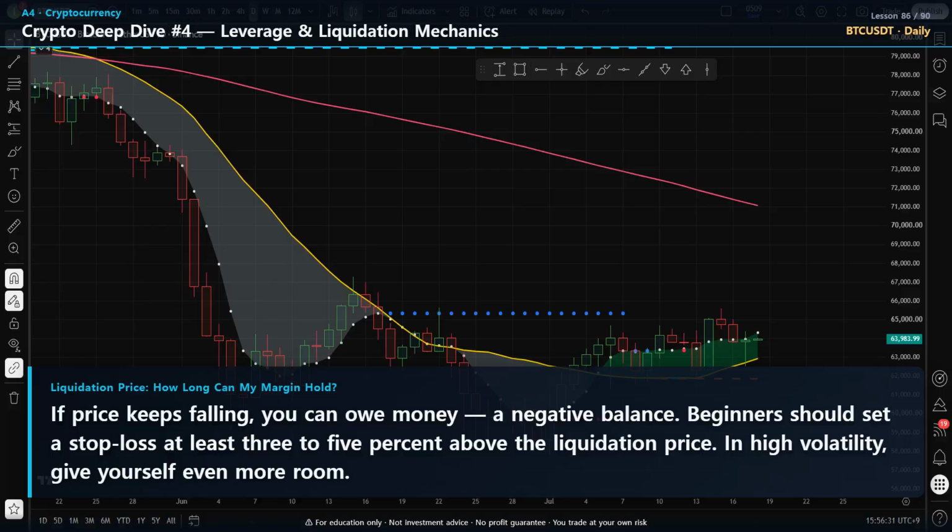Beginners should set a stop loss at least 3 to 5% above the liquidation price. In high volatility, give yourself even more room.